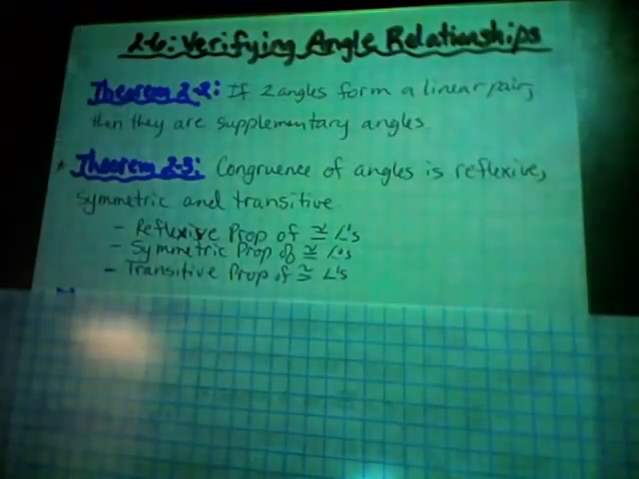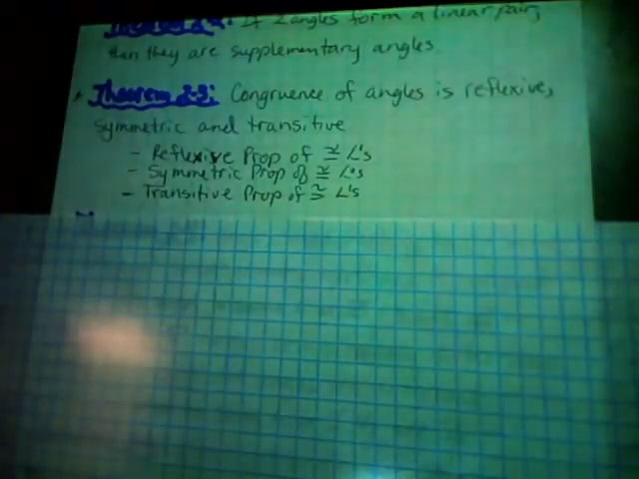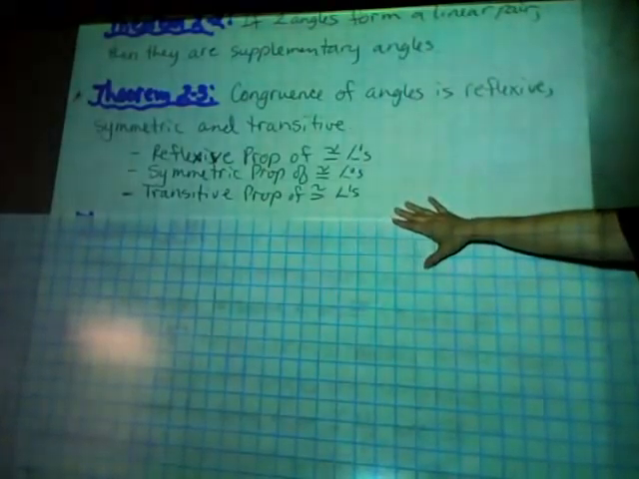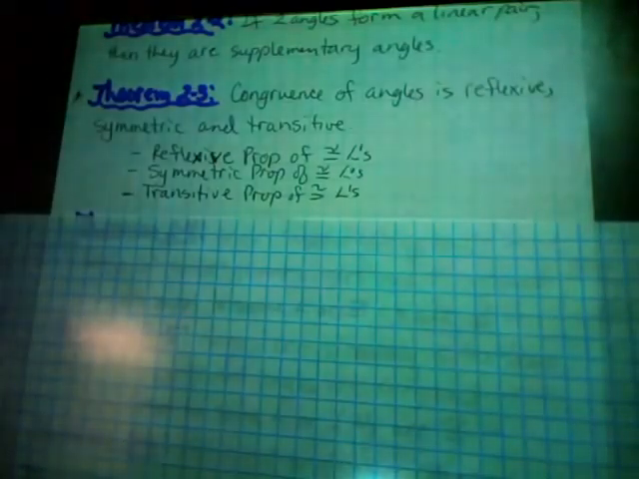Then we had this on that little sheet from 2-4. Congruence of angles is reflexive, symmetric, and transitive. So we can use any of those properties in our proofs regarding angles. And then this is the shorthand notation that you can use in the reason section of your proof. So feel free to use any geometric symbols.